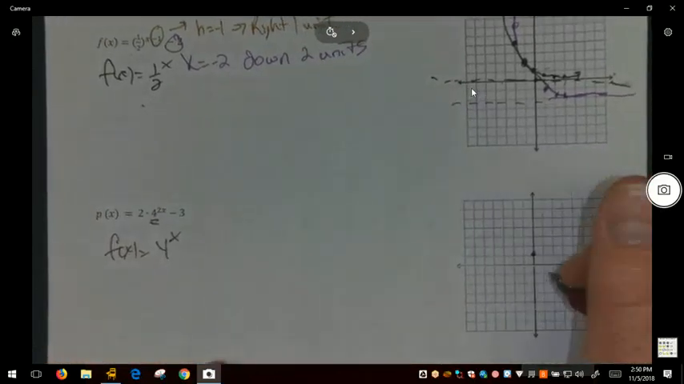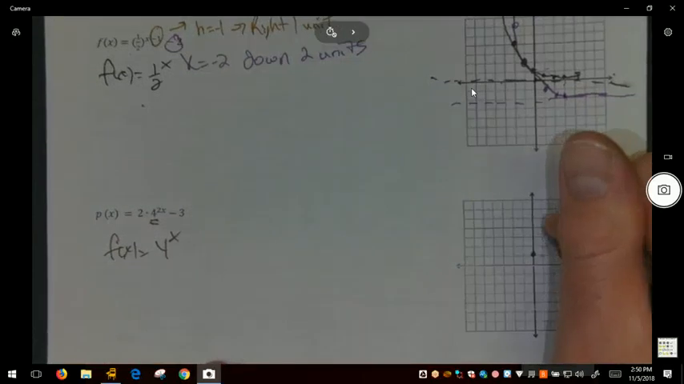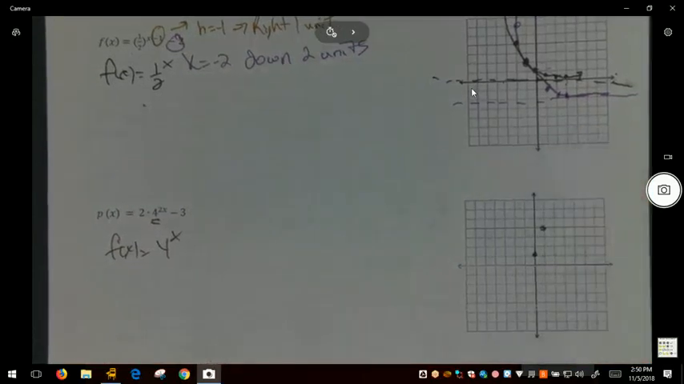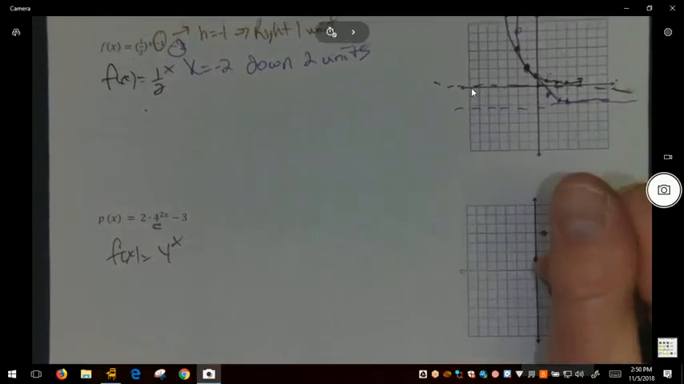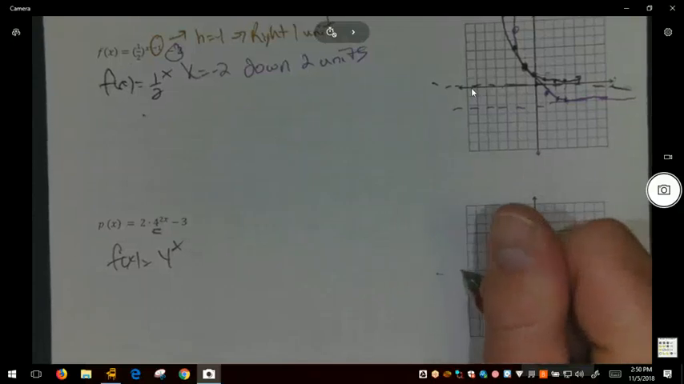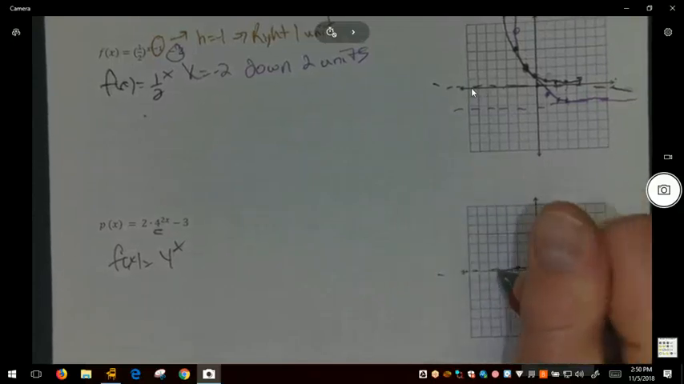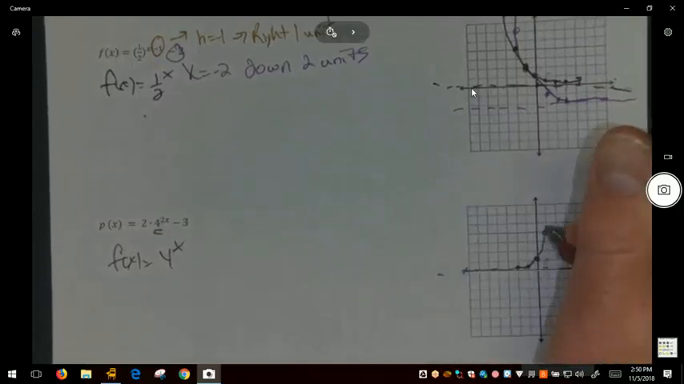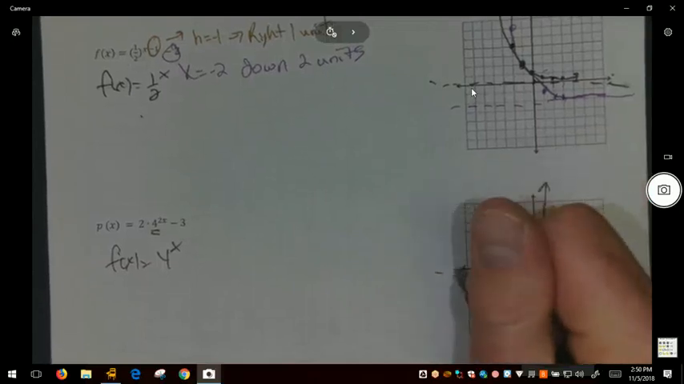4 to the 0 is 1. 4 to the 1 is 4. 4 to the 2nd is 16. So really I should probably be rescaling my graph. 4 to the negative first is 1/4, then 1/16 and so on. Still a horizontal asymptote at y equals 0. This is going to shoot up very steep.